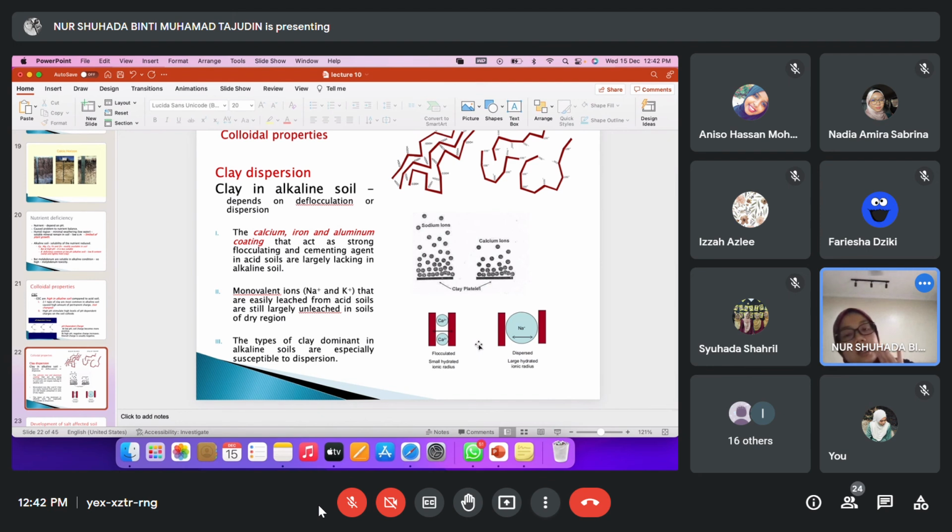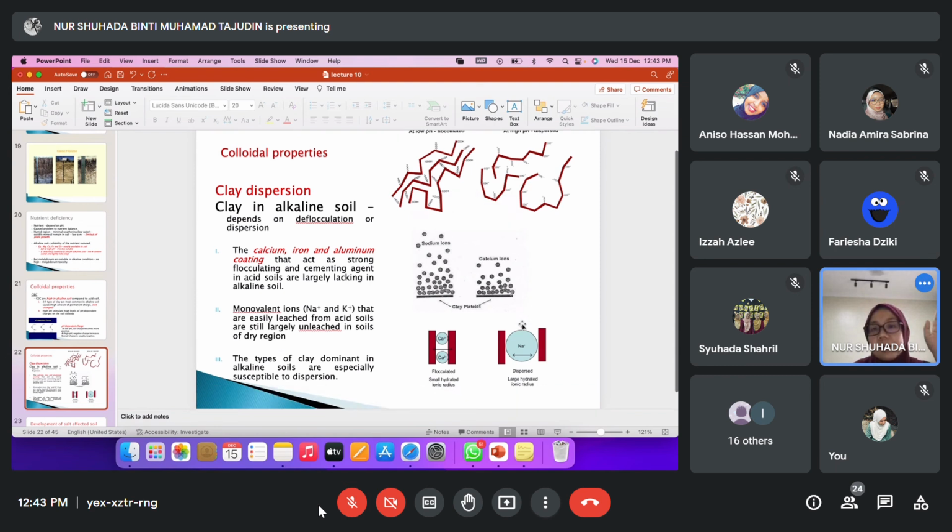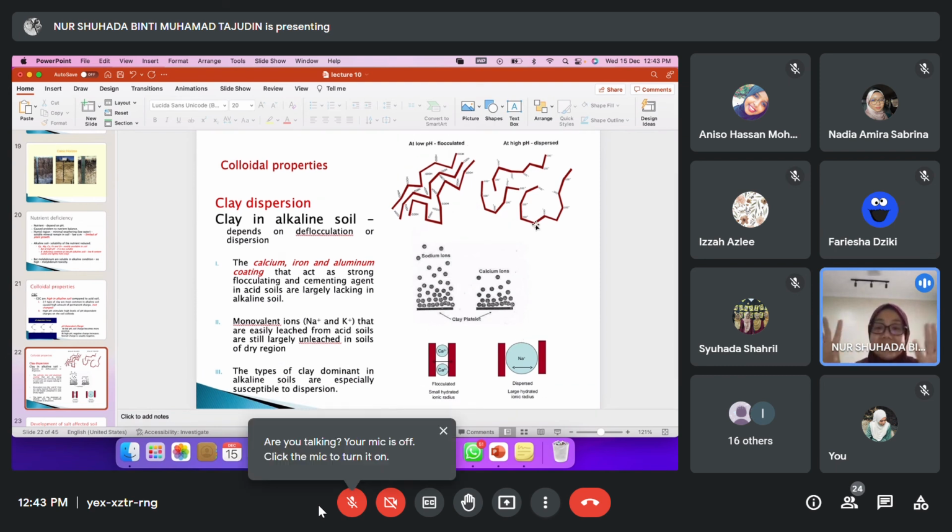But in soils dominated by sodium, for example in the Mediterranean area, where there are regions with high sodium, the structure is not good. That is because it is dominated by sodium, and sodium has a large hydrated ionic radius. So the arrangement of the soil is what we call dispersed. The structure looks like it is swelling.